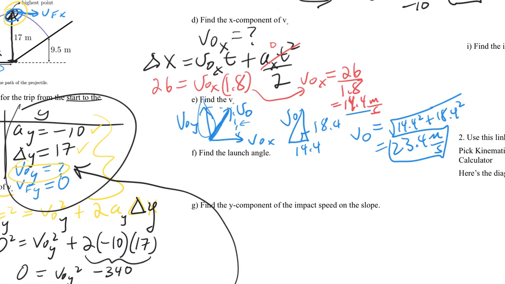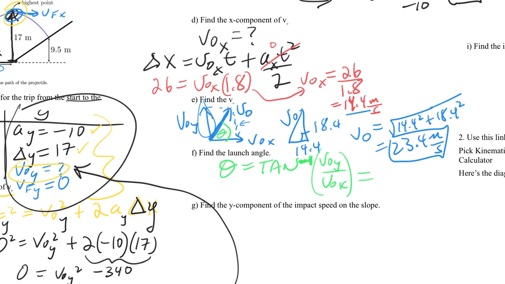Okay, to find the launch angle, you would just use my equation sheet. It's inverse tangent of VOY over VOX. I'm just using my equation sheet. Angle is inverse tangent of QY over QX.